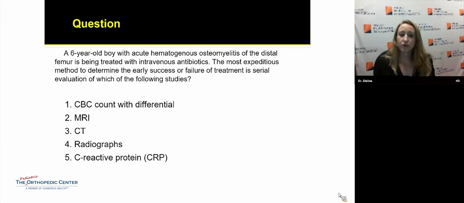A 6-year-old boy with acute hematogenous osteomyelitis of the distal femur is being treated with IV antibiotics. The most expeditious method to determine the early success or failure of treatment is serial evaluation of which of the following studies? CBC count with differential, an MRI, CT scan, radiographs, or CRP? CRP.